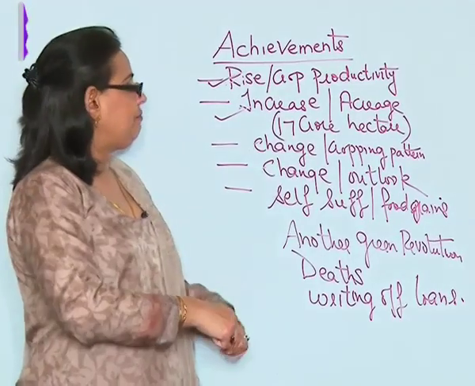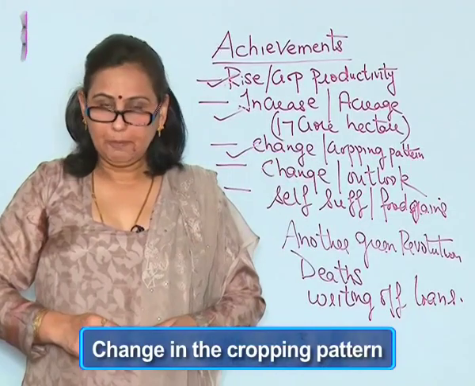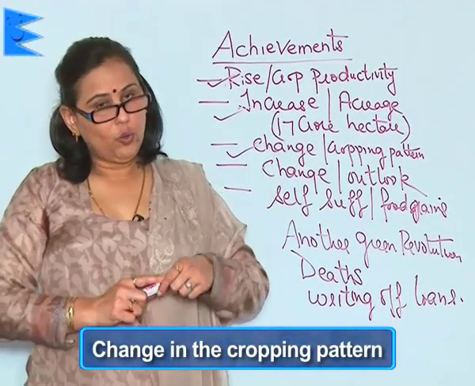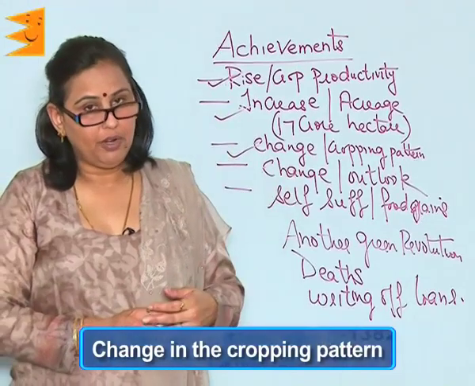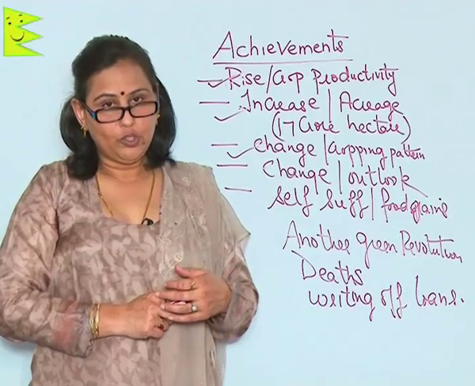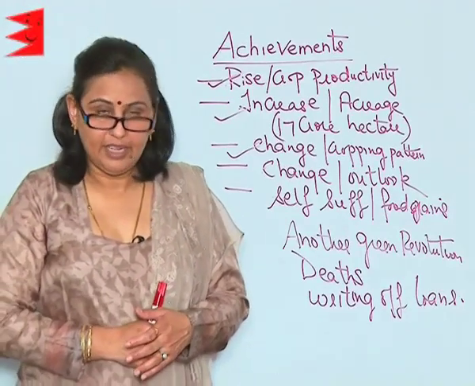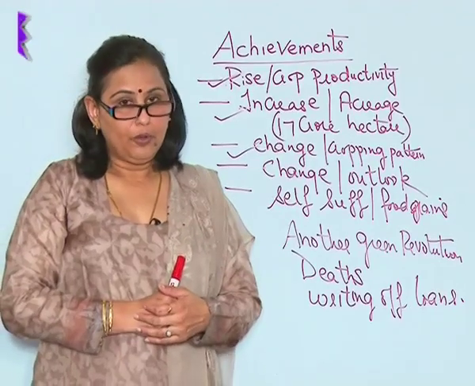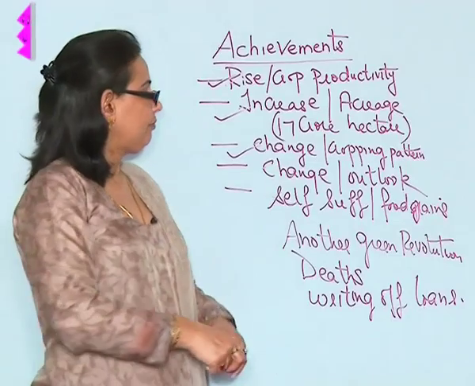The third achievement is change in the cropping pattern. From subsistence farming, that is growing of food grains, the Indian farmer has marched forward to growing commercial crops and also crop rotation and so on. This has definitely ensured good profit margins to the Indian farmer.